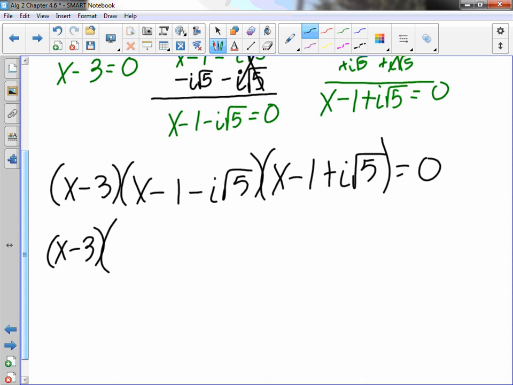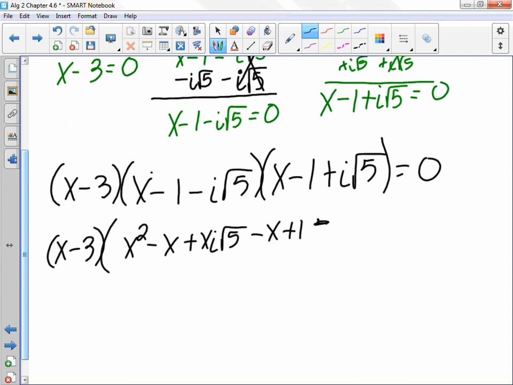So we're going to multiply across, and if I multiply across, we'll get x times x would be x squared minus x plus xi square root of 5. Then we'd have negative x plus 1 minus i square root of 5. And lastly, we get negative xi square root of 5 plus i square root of 5 minus 5i squared. Because the square root of 5 times the square root of 5 would be the square root of 5 squared, because it's times itself, which would simplify to 5.